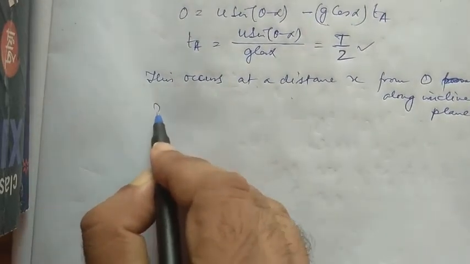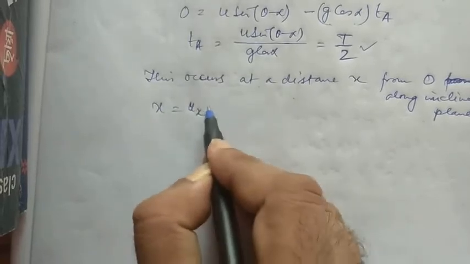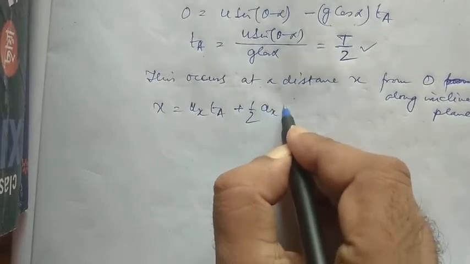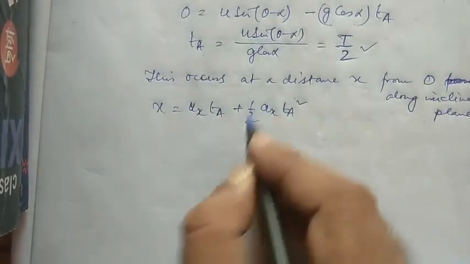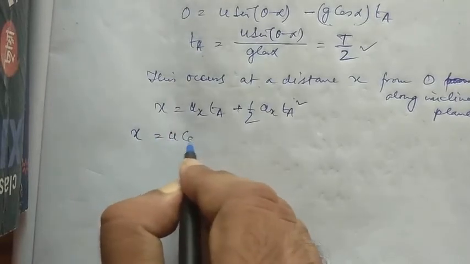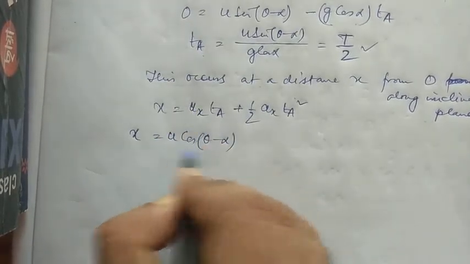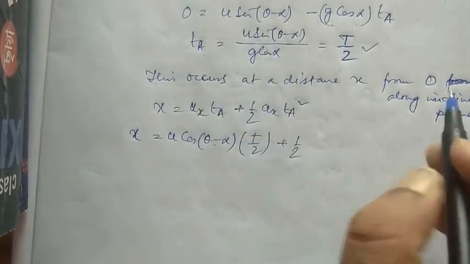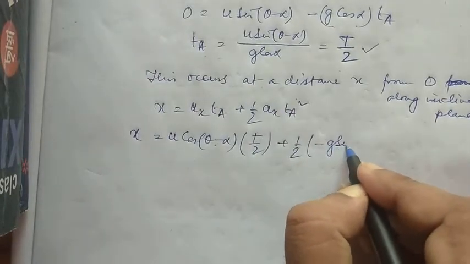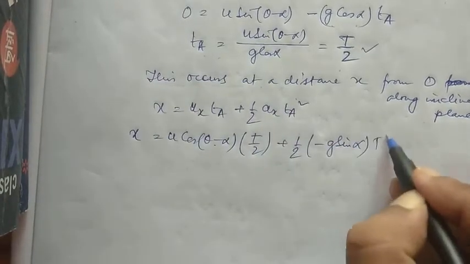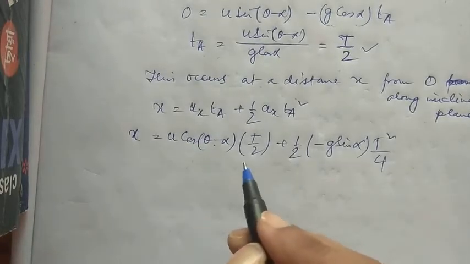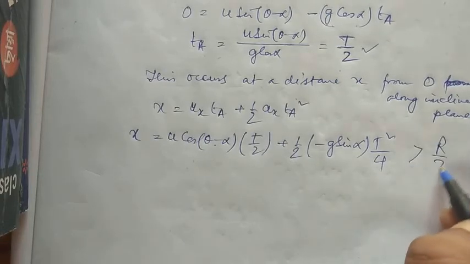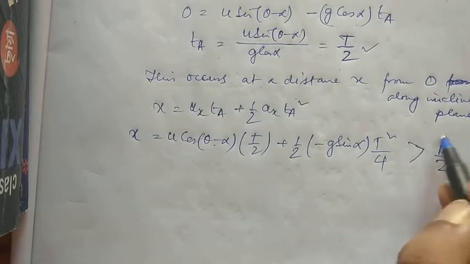Now x is equal to u_x t plus half a_x t square. Replacing the values, we get x is equal to u cos(theta minus alpha), that was u_x, into t, which has come out to be T by 2, plus half, now what was a_x? It was minus g sin alpha. And t square is T square by 4, the square of the time. Now this value must always be greater than R by 2. That means it is more than the midpoint value.